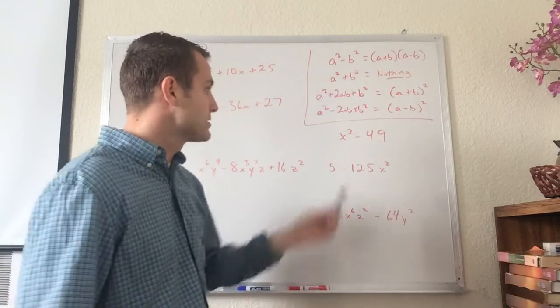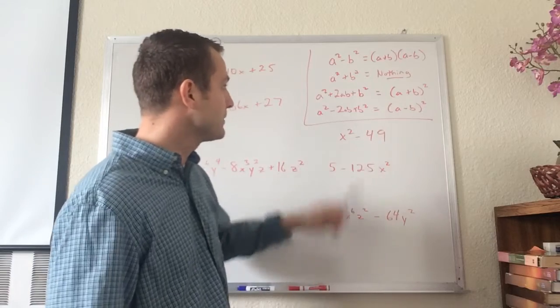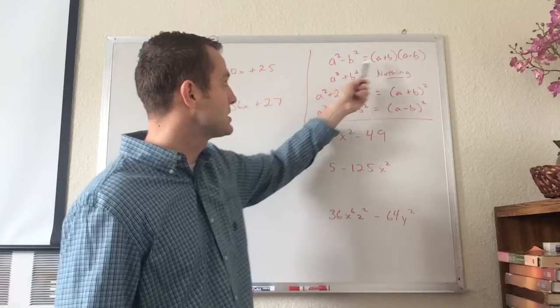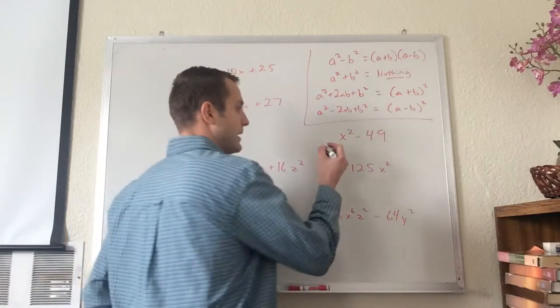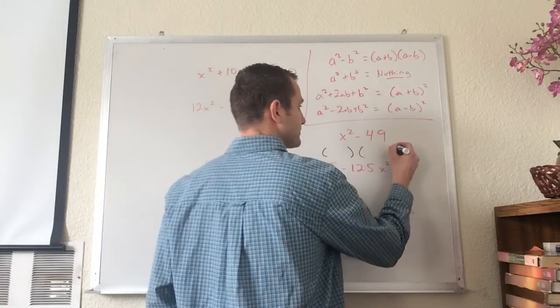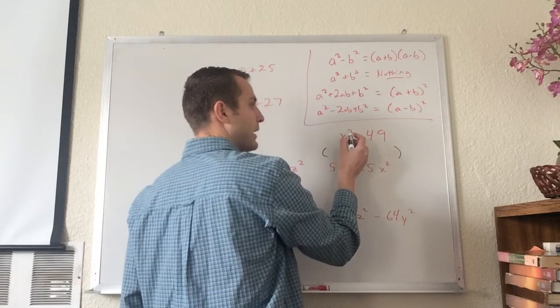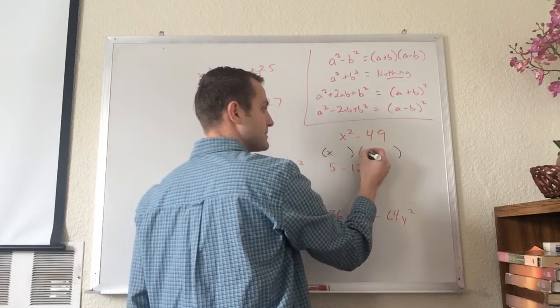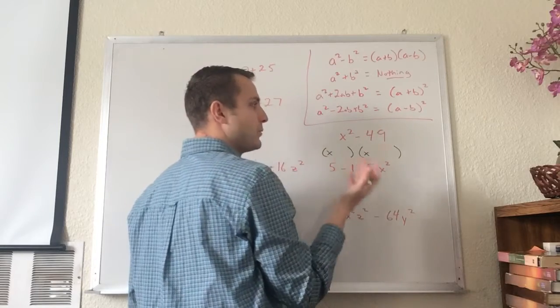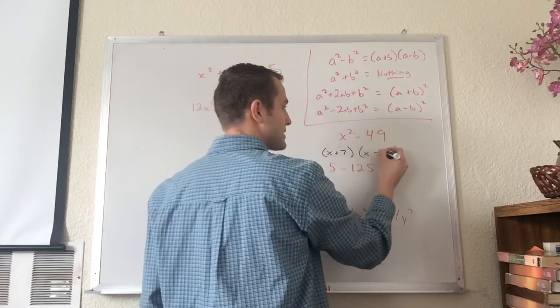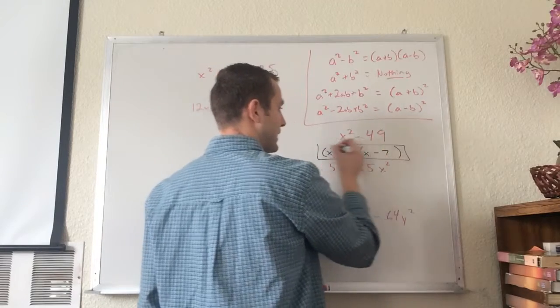So I have x squared minus 49. I have something being squared and something being squared. So it's this pattern right here. So I know I'm going to have a plus b, a minus b. So my a is x squared, so what's being squared? That's x. Here is 49, what's being squared? That's 7. So I'm going to do x plus 7, x minus 7, and that's my answer.